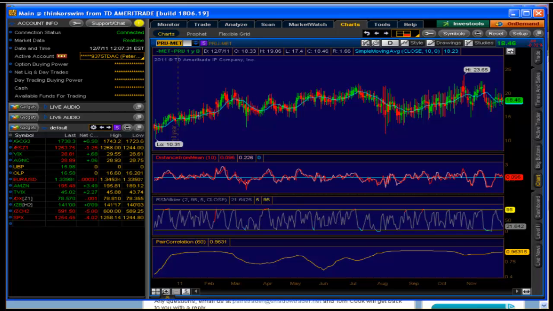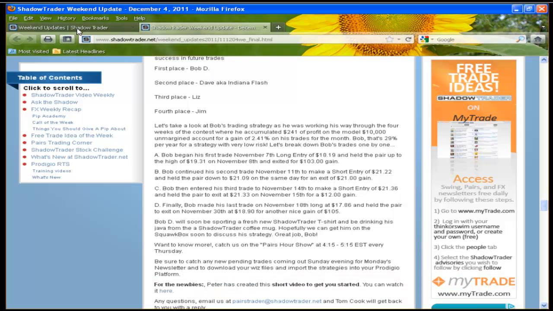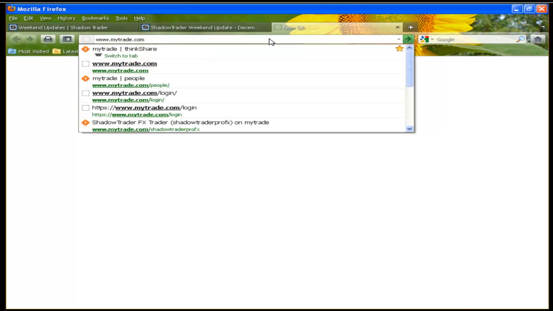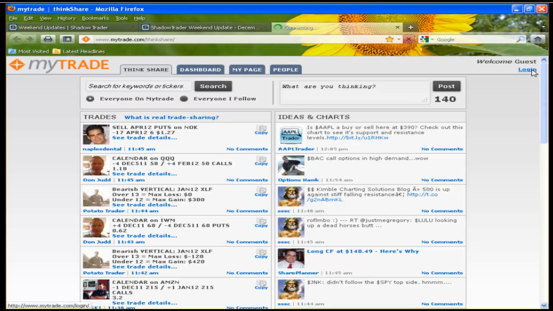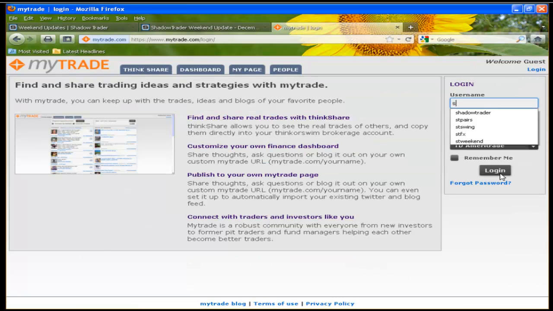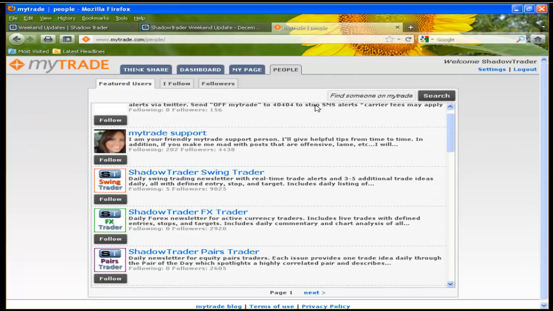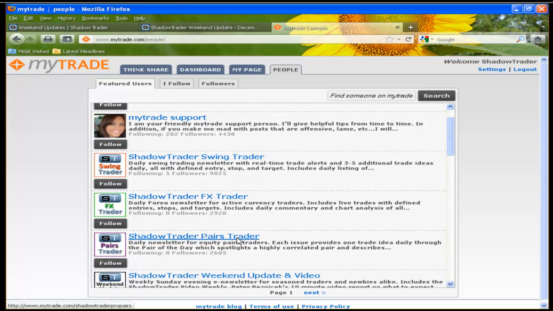Okay, so the first step, obviously, when you're looking for pairs, is you want to go into your Pairs Trader newsletter, and I'm going to do this as slowly as possible so that we don't have a lot of scrolling action happening. If you go to mytrade.com and log in there, you want to go into people, and you see all of these here. And you'll find the Pairs Trader newsletter right here.